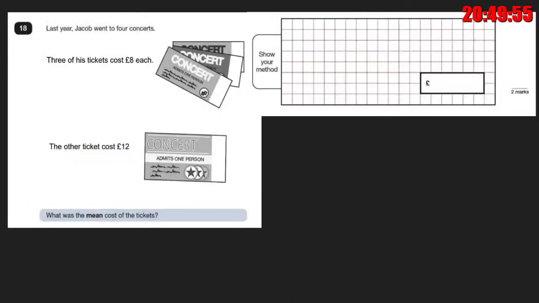Question number 18. Last year, Jacob went to 4 concerts. 3 of his tickets are £8 each. So 3 tickets, £8 each, which is £24. And 1 ticket is £12. Add them together, £36. What is the mean cost? So mean means average, right? £36 divided by 4 is going to be £9, the mean. Remember what the mean is? Mean is the total divided by how many tickets, and that is the average.